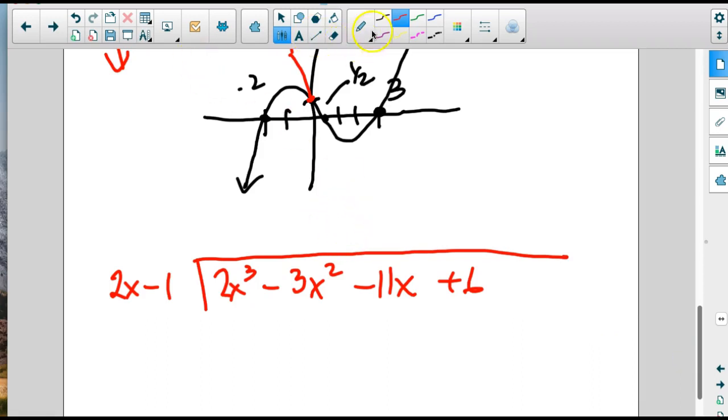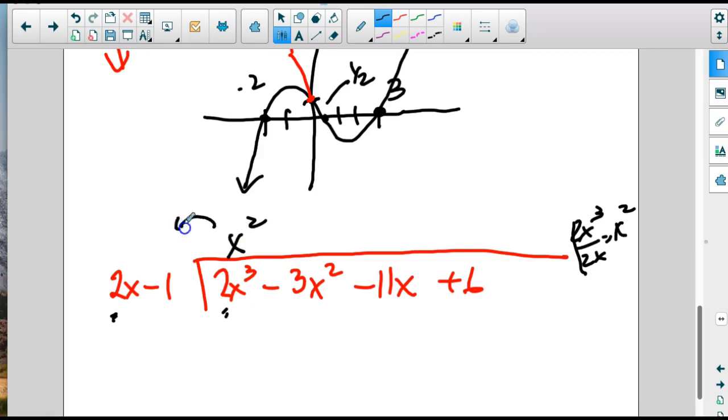Okay, now remember long division. We have to divide this term into this term first. So I go over here to the side and go 2x cubed divided by 2x. That's going to reduce down to x squared. So we're going to put x squared here. That's what that reduces to. So that's our first term.